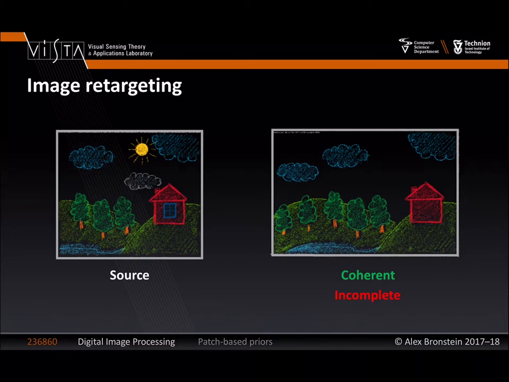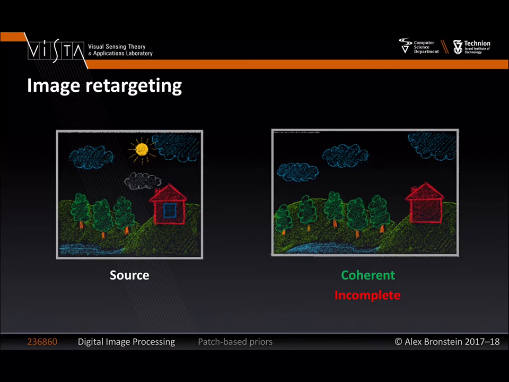So I tried to draw these examples. Hopefully you like my art. So this is my source. Can you see them clearly? So you see you have some lake, some trees, some green hills, a house, sunny sky, clouds, and some smoke, right? And what do we have on the right?